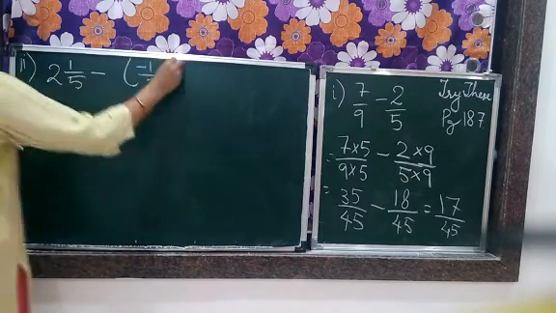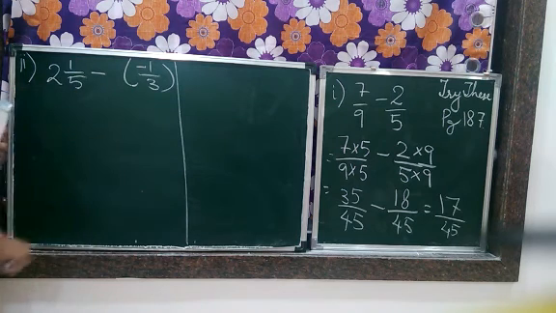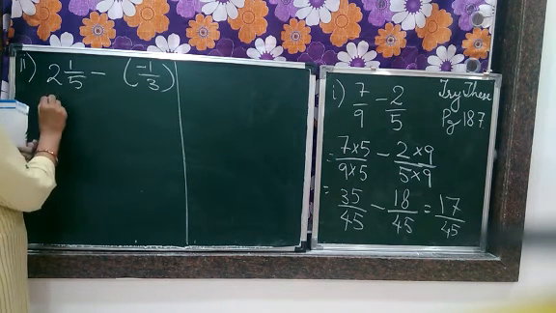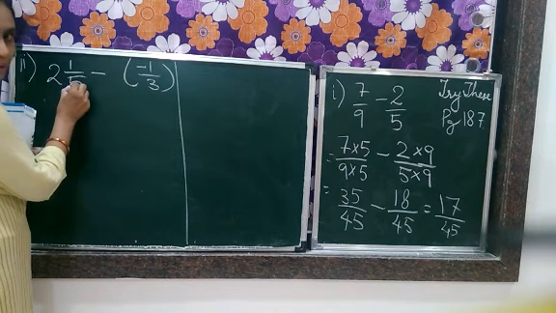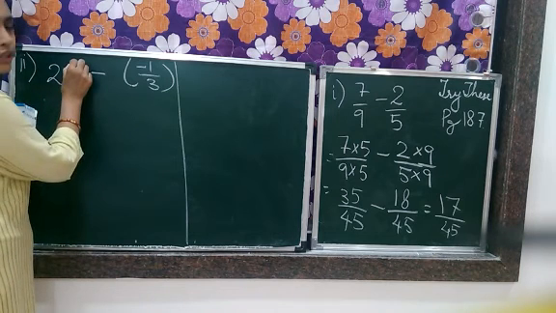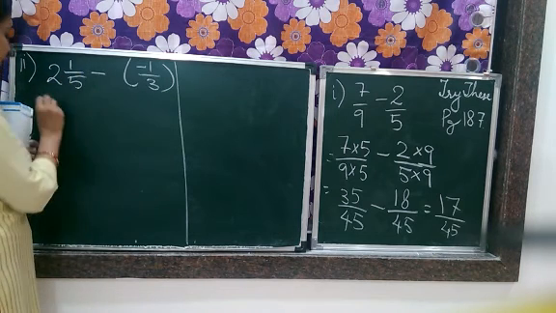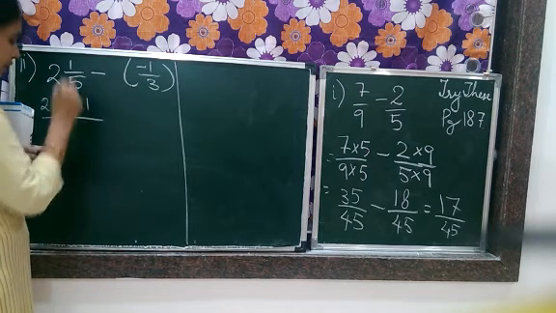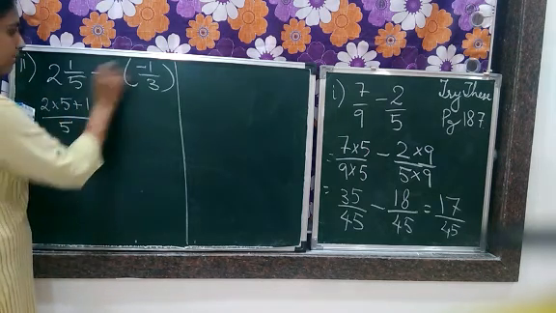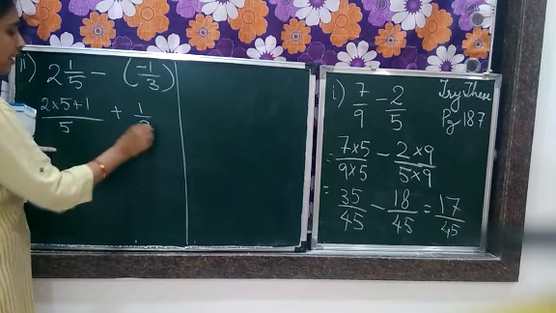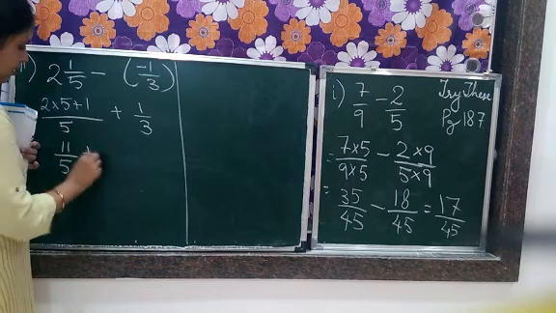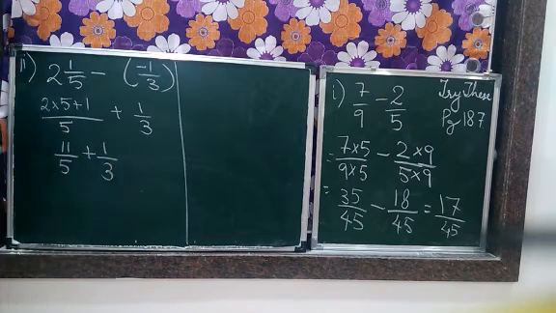Let's convert the mixed number into fraction. So whole number multiplied to the denominator plus the numerator, whole by denominator. Minus minus plus 1 by 3. 2 5s are 10 plus 1, 11 by 5 plus 1 by 3.